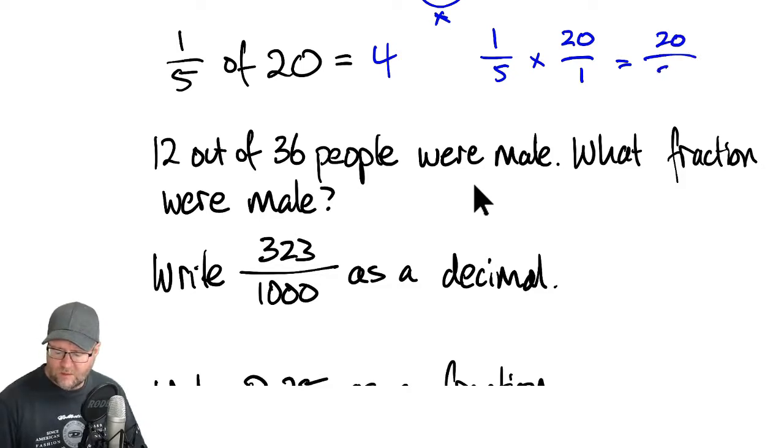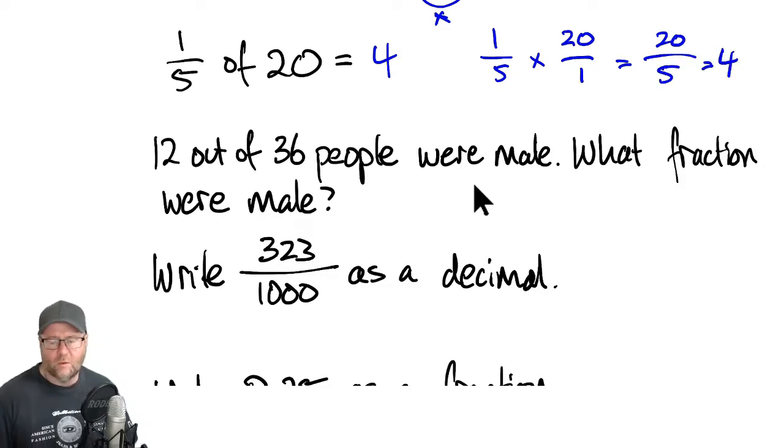5 times 1 on the bottom gives me 5. 20 divided by 5 equals 4. Okay, same answer, just arrived at 2 different ways.